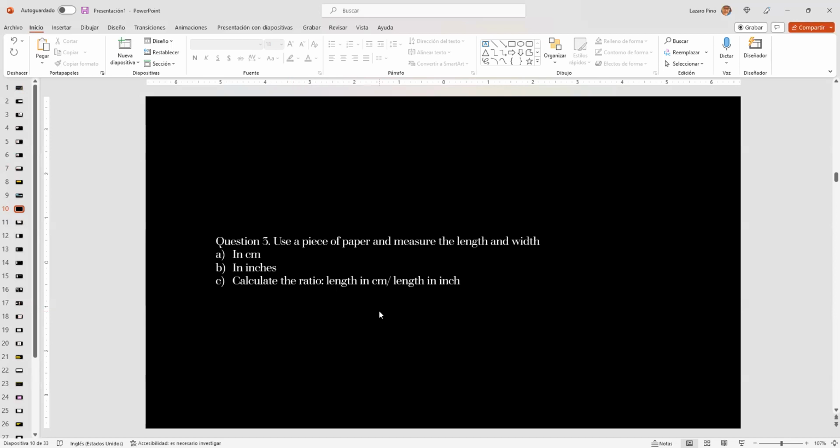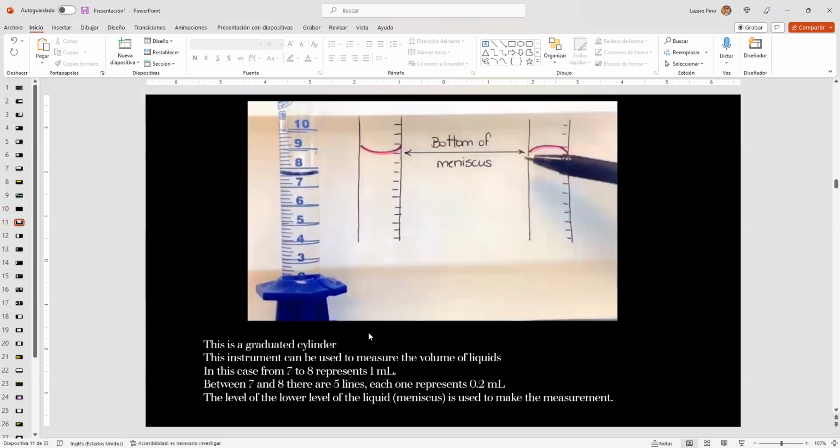Then stop the video at any time. You can do the measurement and report it in a piece of paper. Later, you will report everything at the end.